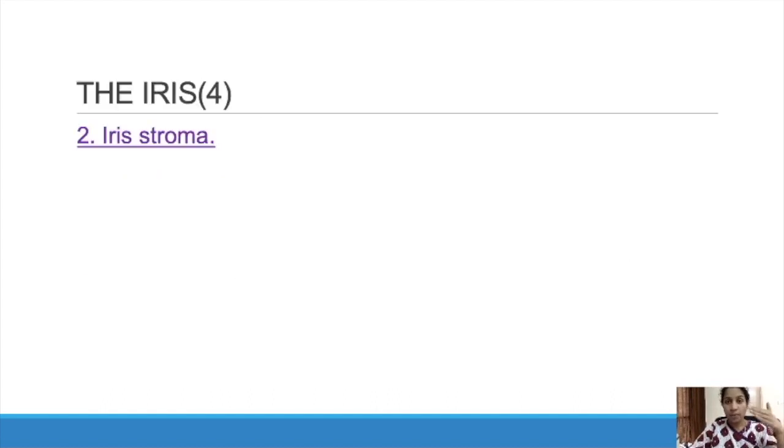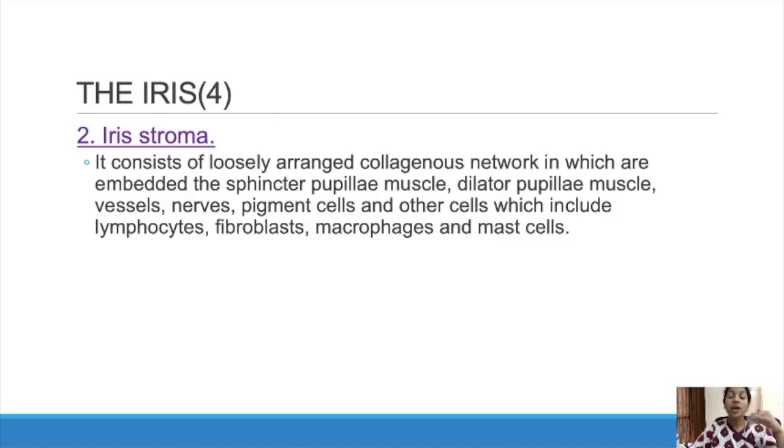Next comes the iris stroma. After the anterior limiting layer comes the stroma. It consists of a loosely arranged collagenous network in which are embedded the sphincter pupillae muscles, dilator pupillae muscles, vessels, nerves, pigment cells and other cells which include lymphocytes, fibroblasts, macrophages and mast cells. So in the stroma of the iris are present all the muscles, blood vessels, nerves, pigment cells, etc. Okay. Sphincter pupillae muscle and dilator pupillae muscle are important for the dilation and constriction of the pupil.